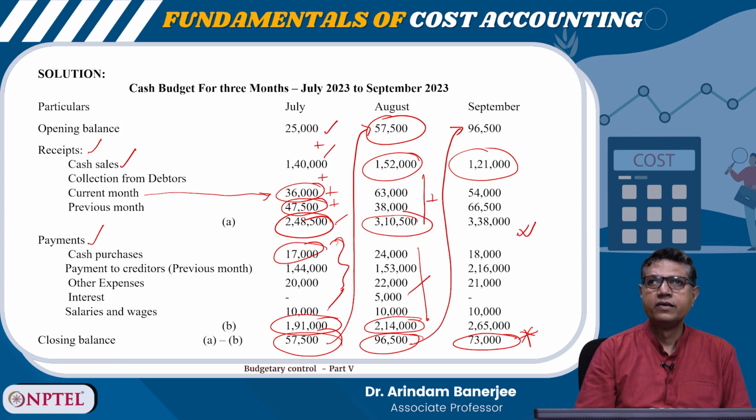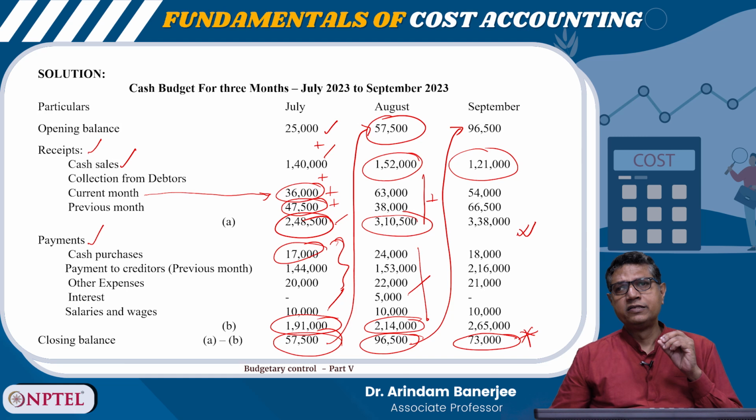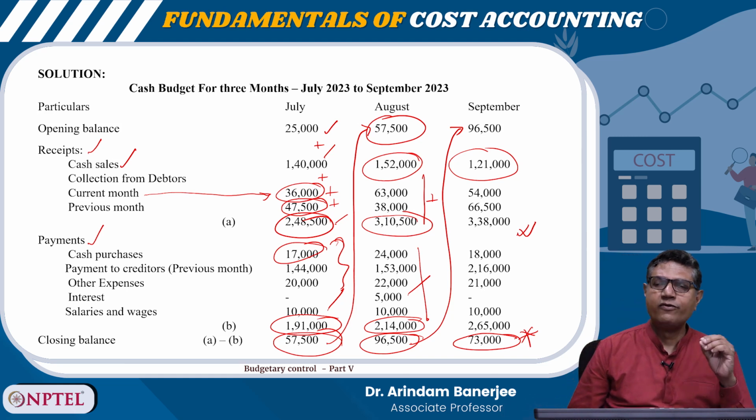Fine, okay. So this is how the cash budget is prepared. Please remember one important thing here. While preparing the cash budget, only the cash receipts and the cash payments are considered. No accrual income or accrual expense is considered here.